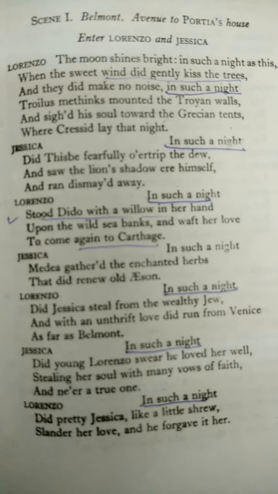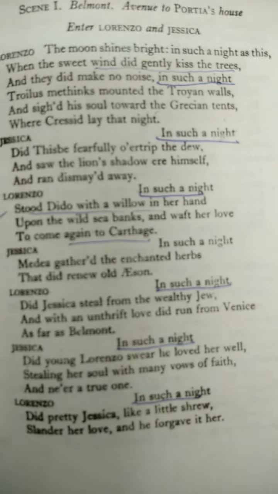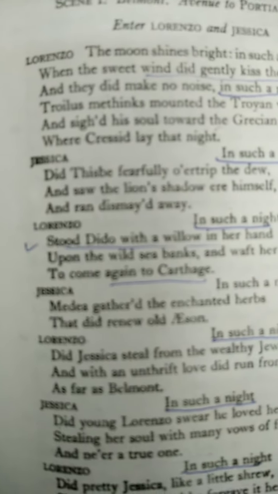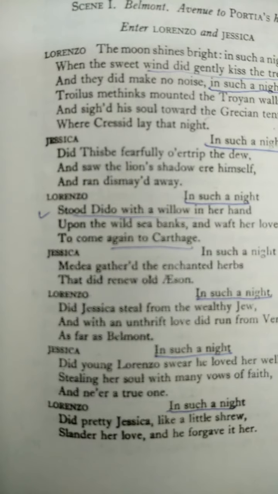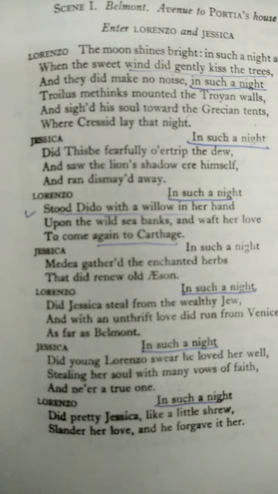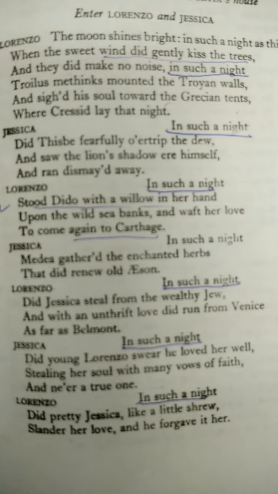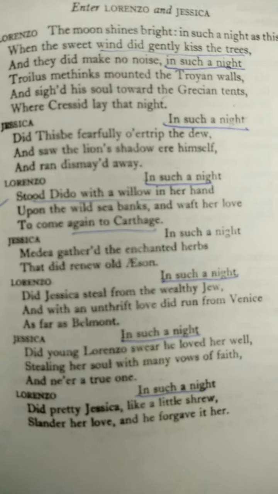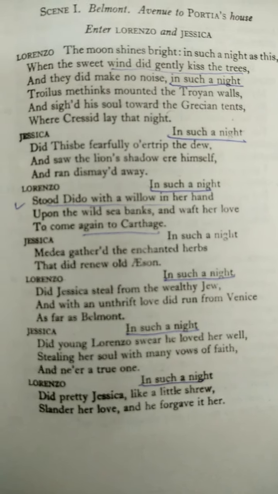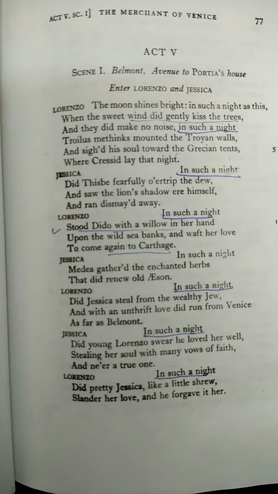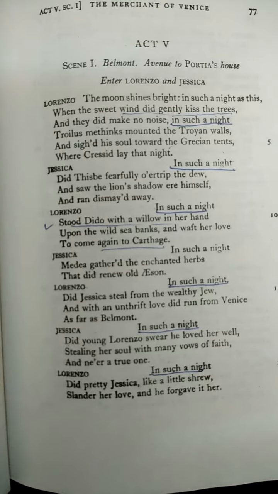Lorenzo talks of the lovers Troilus and Cressida. Okay, so first Troilus and Cressida, and they recall these legendary lovers. And Jessica also recalls Dido and Aeneas, and how she bade farewell to Aeneas. So this is the point in which they are in a very passionate, amorous mood. And then we come to know about the significant point in which the conversation takes place.